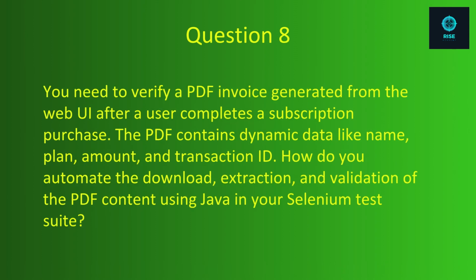In this scenario, your app generates a dynamic PDF invoice upon a successful purchase. This invoice includes user-specific data such as name, plan, transaction ID, and amount. After the user clicks Download Invoice, the file is downloaded to their machine. Your job is to verify the content of this PDF.